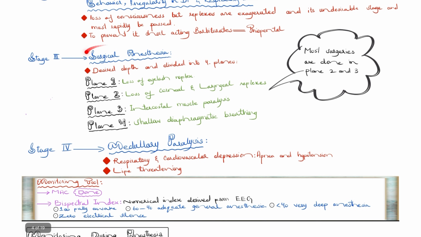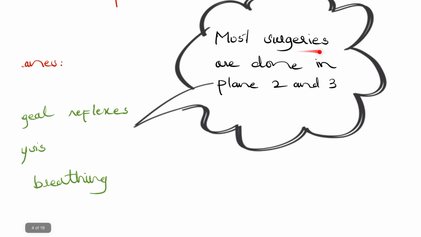Stage number 3 is surgical anesthesia. This is a desired depth and is divided into 4 planes. In plane 1, there is loss of eyelash reflex. In plane 2, there is loss of corneal and laryngeal reflexes. In plane 3, there is intercostal muscle paralysis. And in plane 4, there is shallow diaphragmatic breathing. Most of the surgeries are done in plane 2 and 3.